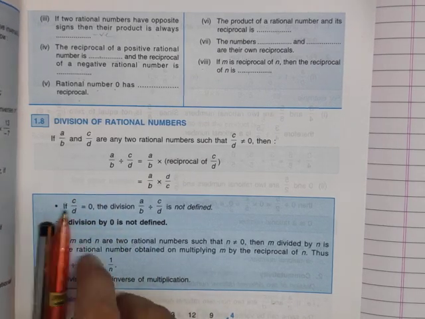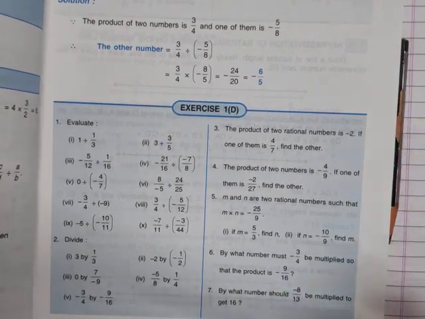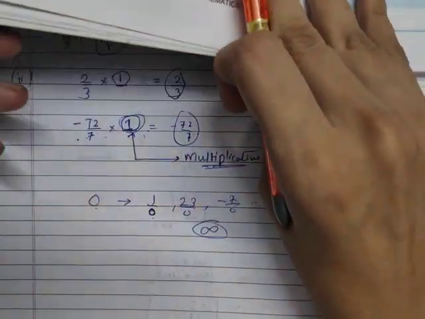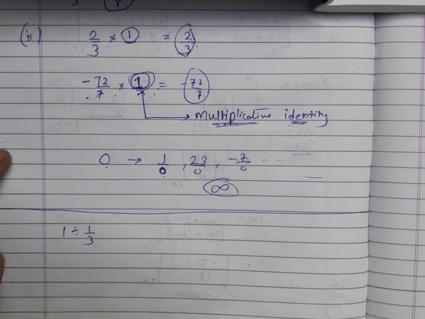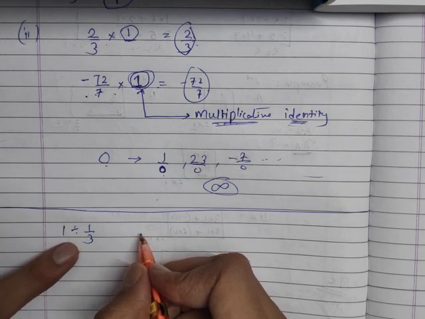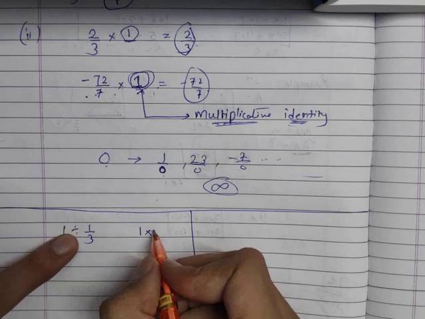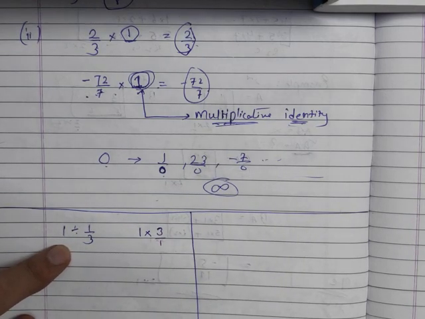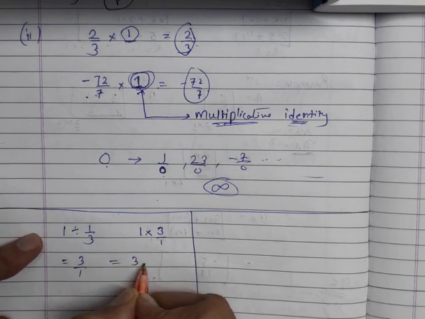Now, let's see the further part. Exercise 1D. It says evaluate 1 divided by 1 by 3. Let's do it together. 1 divided by 1 by 3. Now, what do you think? Will I actually divide it and see? No. Whenever you have division sign, you can easily convert it into multiplication sign. For example, instead of 1 divide, I'll write in the next step, 1 multiplied by. Now, when you convert division into multiplication, this has to be reciprocated. That means inverted, that means 3 upon 1. Yes, that becomes equal to 1 into 3. Answer is 3 upon 1.